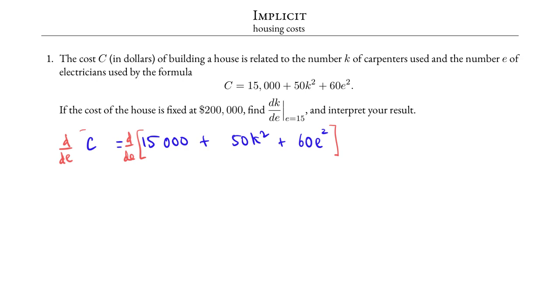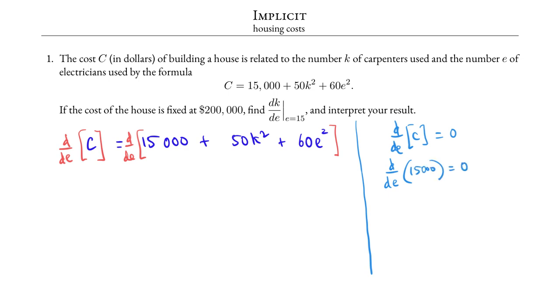On the left, C is a constant. The derivative with respect to E of a constant C is 0. The derivative of a constant is always 0 with respect to whatever variable. The derivative with respect to E of 15,000 is 0 because 15,000 is a constant. The derivative with respect to E of 50K squared: 50 is a constant multiple, we rewrite it. The derivative of K squared is 2K, so times 2K.